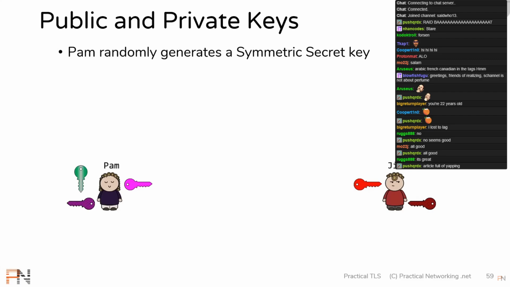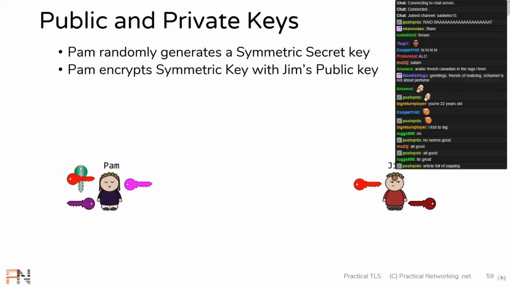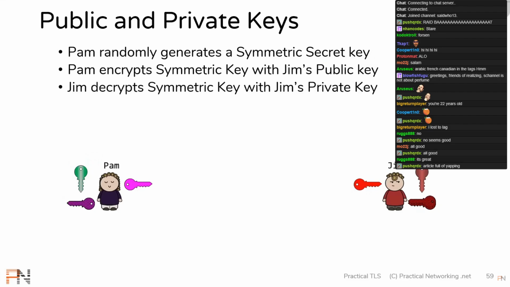Pam is going to randomly generate a symmetric secret key. This key is just a string of ones and zeros, and Pam will generate them randomly. Pam will then take Jim's public key and encrypt that symmetric key. The only key in the world that can decrypt this back to the original symmetric secret key is Jim's private key, which only Jim has, which means Pam is safe to send that across the wire. Jim will then take his private key to decrypt the content of that message to extract the original symmetric secret key. And now both parties have established a symmetric key that is identical in a secure way.